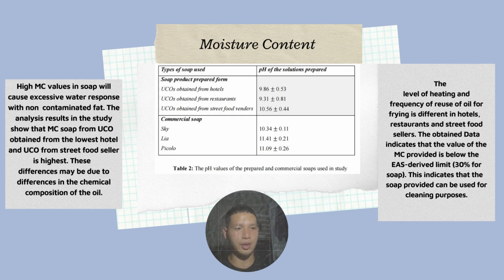The obtained data indicate that the value of the MC provided is below the EAS derived limit, which is 30% for soap. This indicates that the soap provided can be used for cleaning purposes.